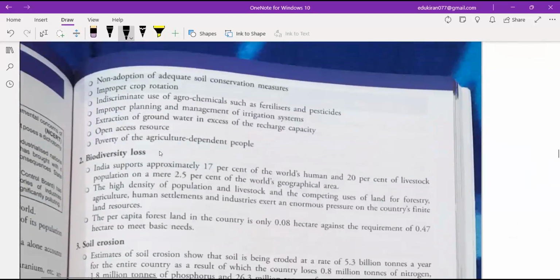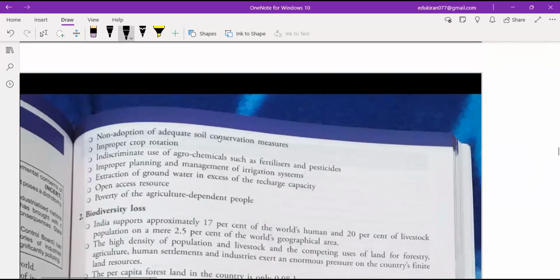And then, non-adoption of adequate soil conservation measures. People are not using adequate soil conservation measures. They should use them. Improper crop rotation is there. Indiscriminate use of agrochemicals such as fertilizers and pesticides.